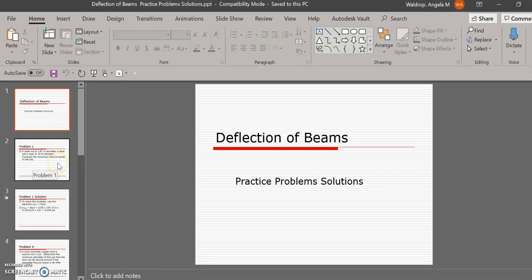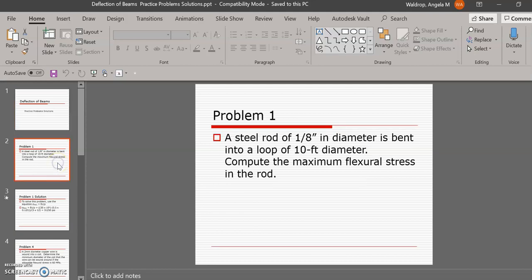Okay, so the first type of problem is with curvature. So if we take a look at this, the equation that we need to use is sigma equals Ec over rho. Now in the equation Ec over rho, c is basically the radius of the wire diameter that's being bent, and rho is the radius of curvature. So for the first practice problem here, we have a steel rod that has an 1/8 inch in diameter. It's bent into a loop of 10 feet, and we need to figure out what the stress is.